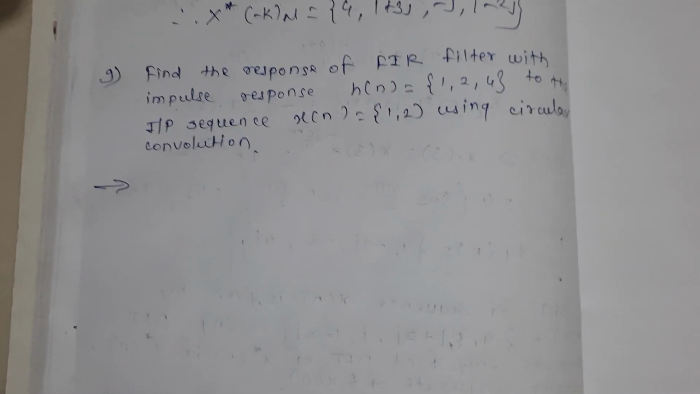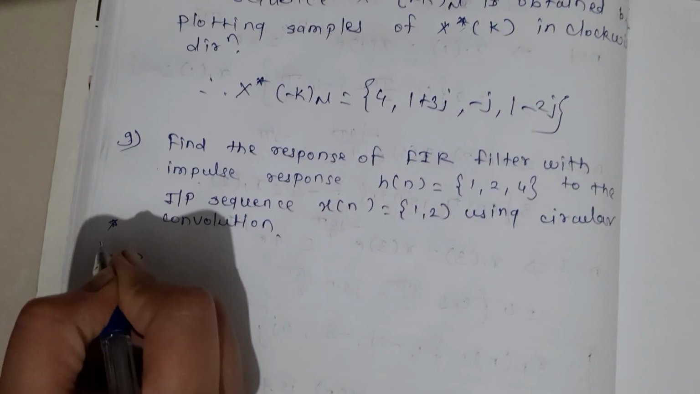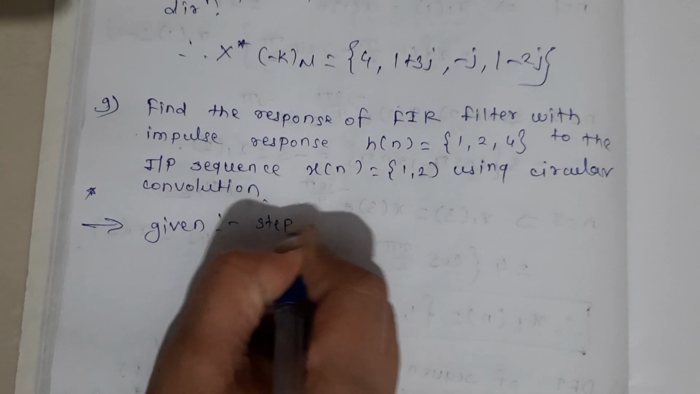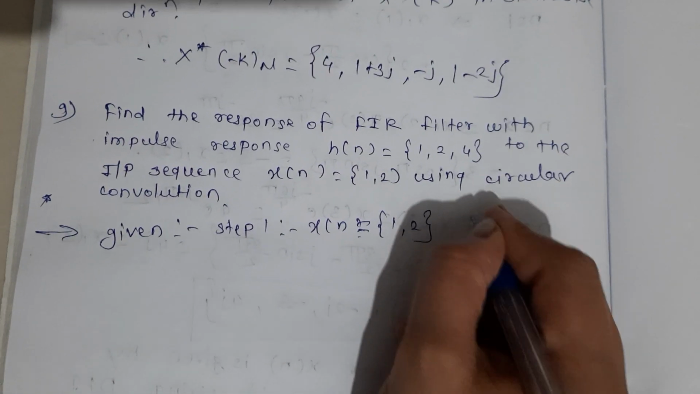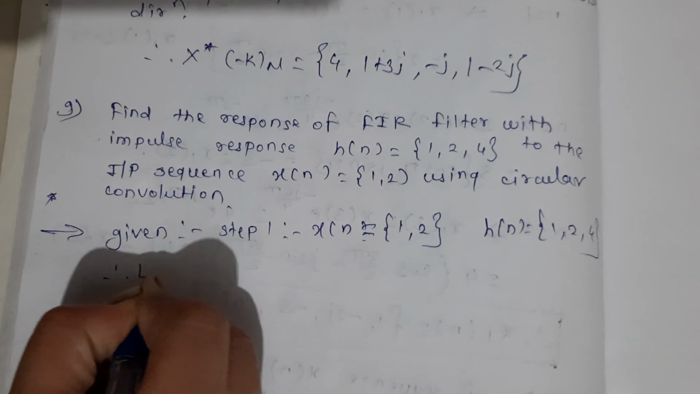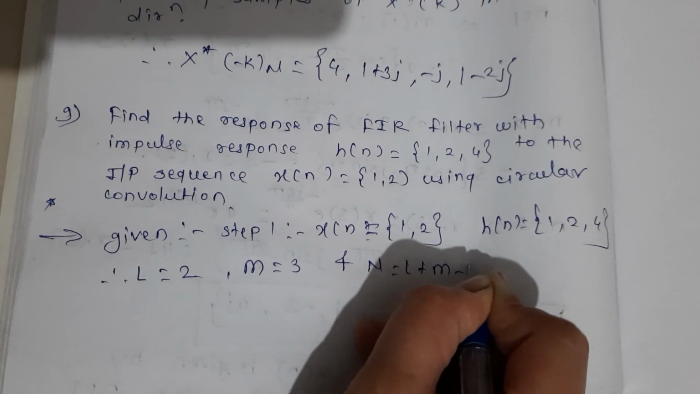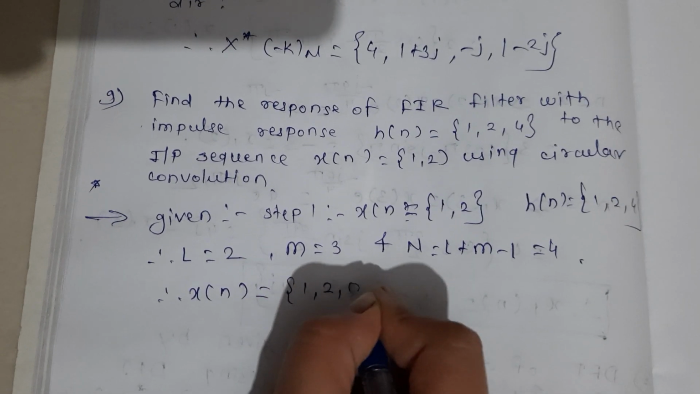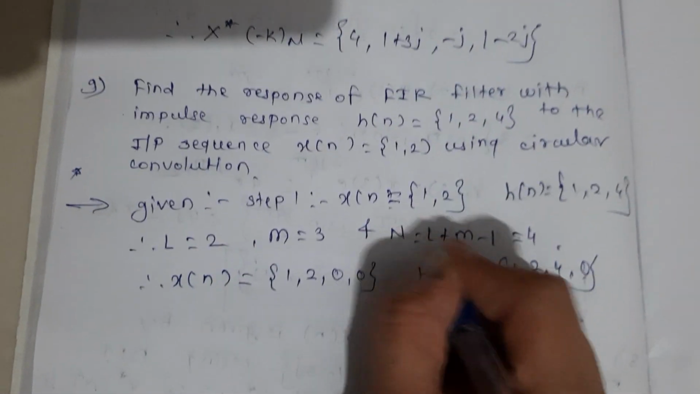Find the response of an FIR filter with impulse response h(n) 1, 2, 4 to the input sequence x(n) 1, 2 using circular convolution. This problem was asked in a university exam for 4 marks. Now first, what is given? Step 1: x(n) is equal to 1, 2 and h(n) is equal to 1, 2, 4. This is given. Now L is equal to 2, M is equal to 3, and N is equal to L plus M minus 1, that is 4. So x(n) as a 4-point sequence is 1, 2, 0, 0 and h(n) is 1, 2, 4, 0, as N is equal to 4.